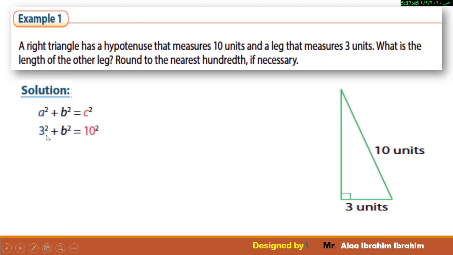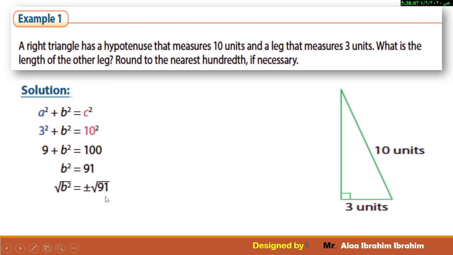I have to replace this a with 3, this side, and b I don't know, it's not here, and c is 10 power 2. So this is 9, this is 100, and this is b power 2. I make the equation, minus 9, so b power 2 equals 91. Now I have to find b. I have to take the square root.